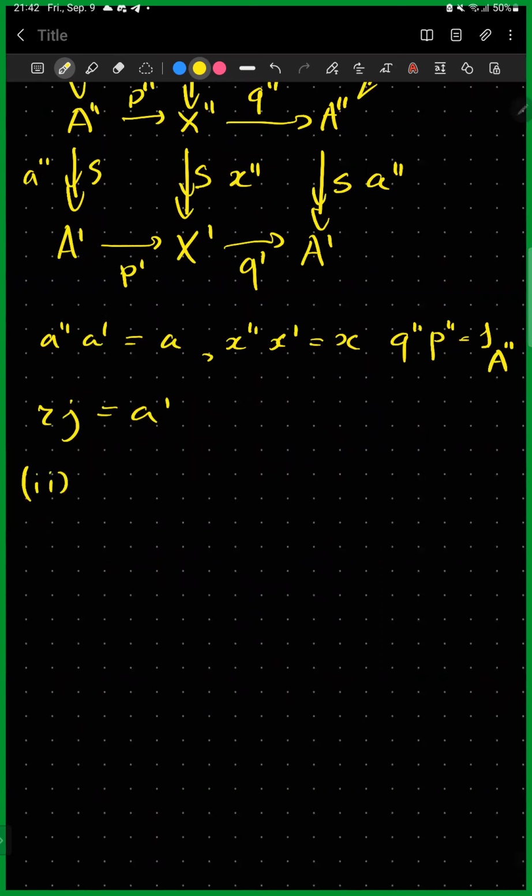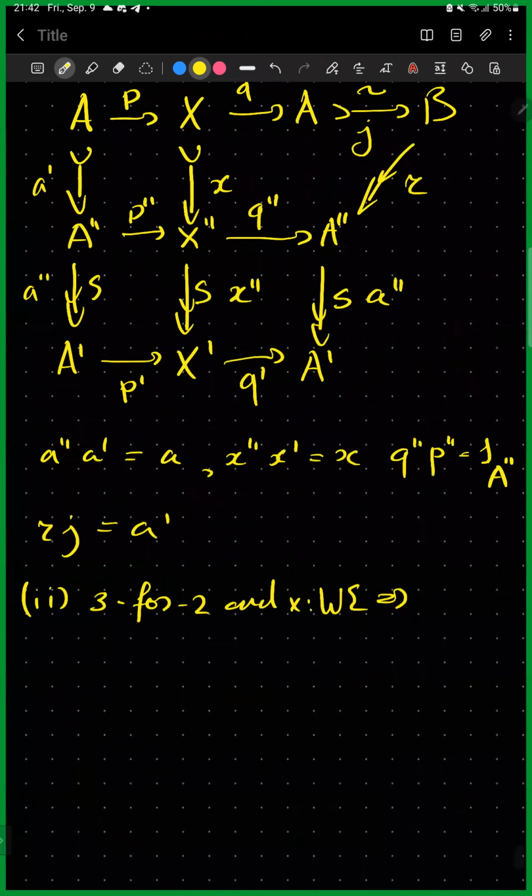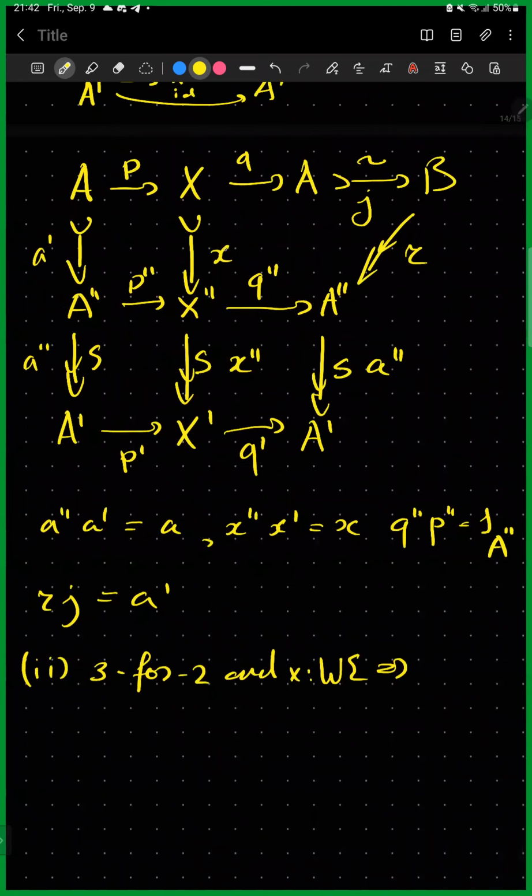Now what we see is that the 342 property and X being in weak equivalences imply that X prime is also a weak equivalence. So the three maps X, X prime, and X2 primes satisfy the 342 property, and thus X prime is an element of weak equivalences.